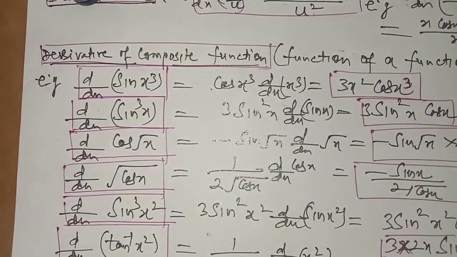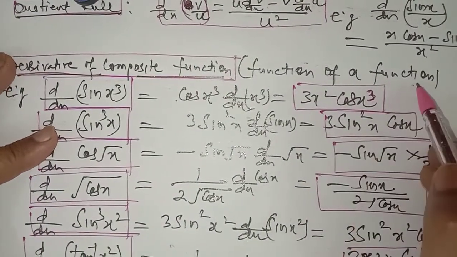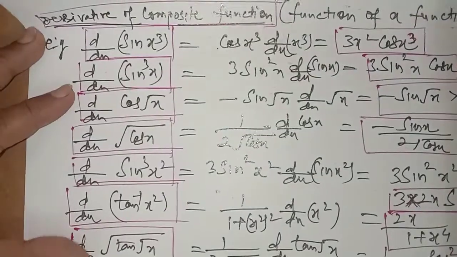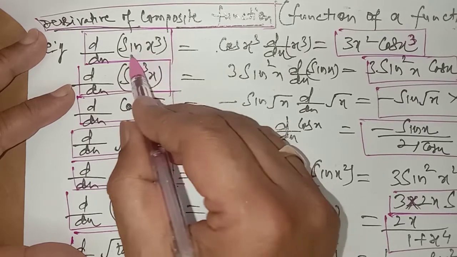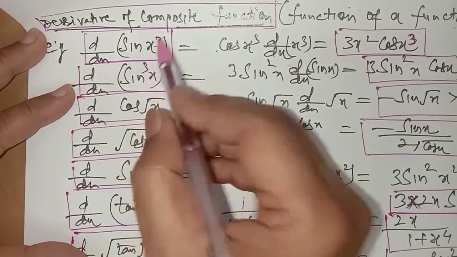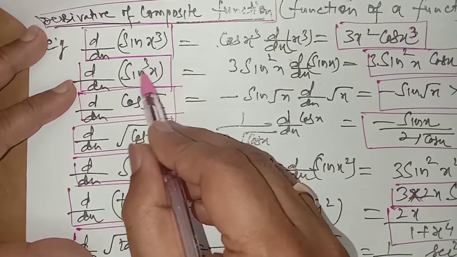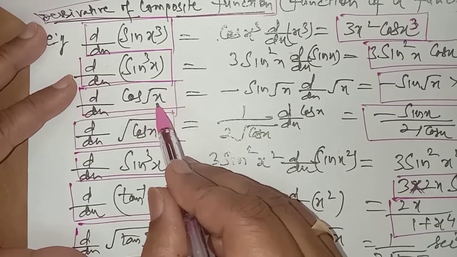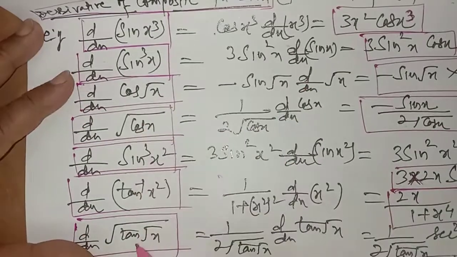Now after that we have the derivative of composite function. What is the meaning of composite function? Composite function means function of a function. How do we find out whether it is a function of a function or not? We know the derivative of sin x, but here we have sin x cube, so it is a function of a function. Sin is a function of x cube. Again, we know the derivative of sin x, but we have sin cube x, so it is a function of power and sin x. Again cos root x: cos is a function of root x. So function of a function. So these are all composite functions.